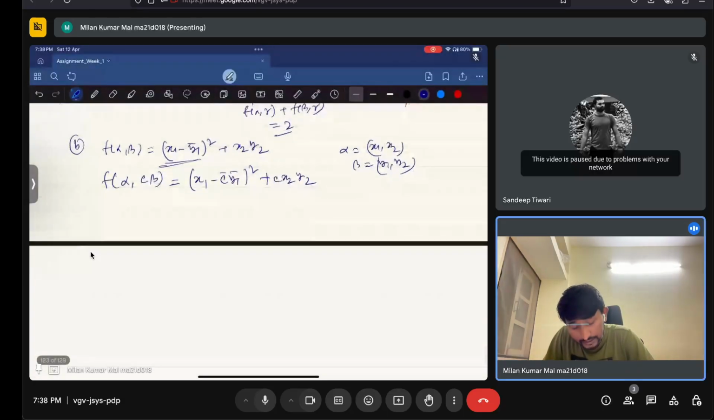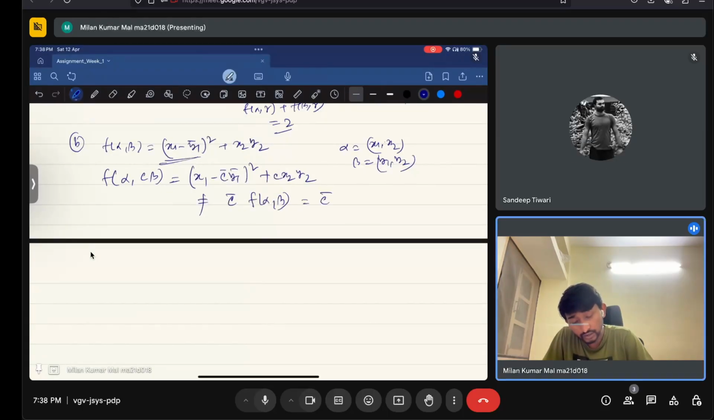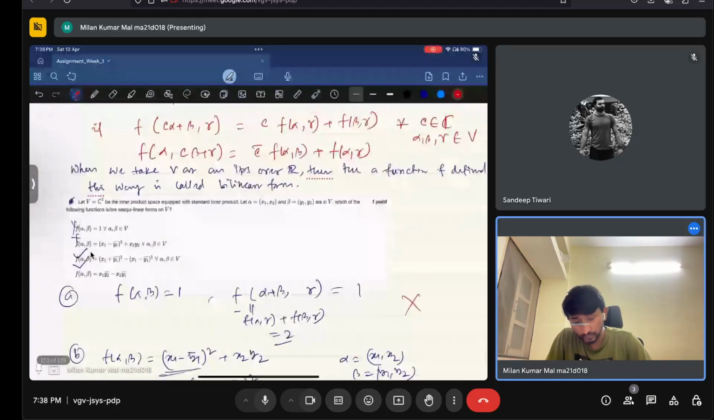But this is not equal to, it should be c bar times f of alpha beta, that is x1 minus y1 bar, whole square, plus x2 y2, but that is not true. Here it is not true. You can clearly check x1 x2 satisfied, so this is also not true. Therefore the second option is also not correct.